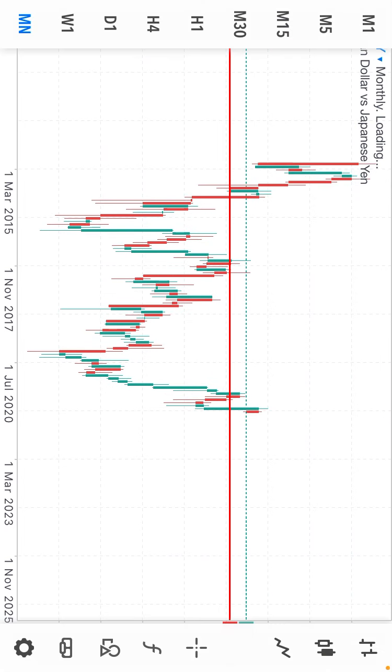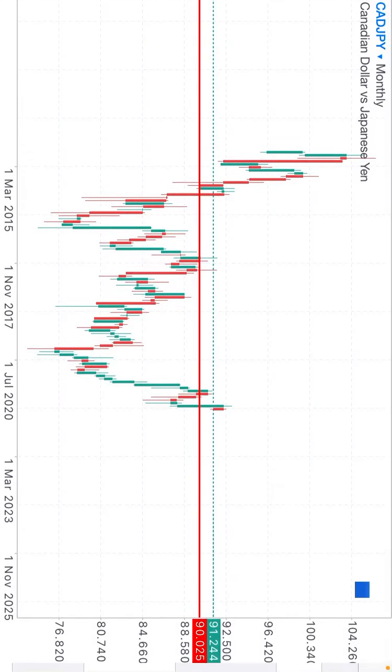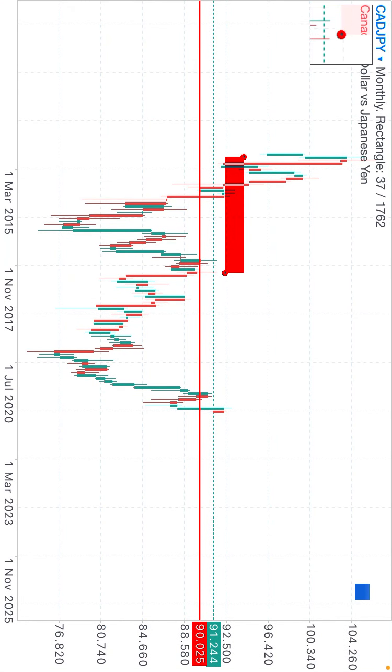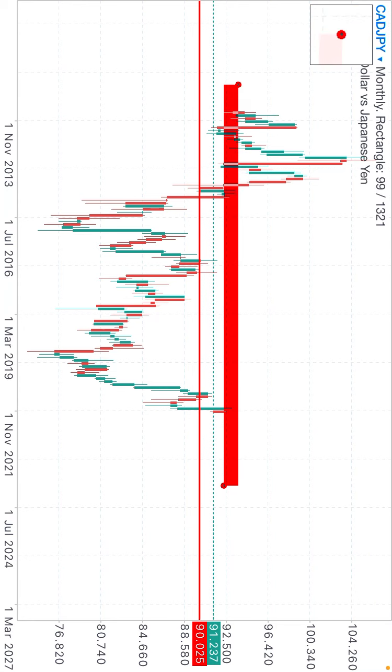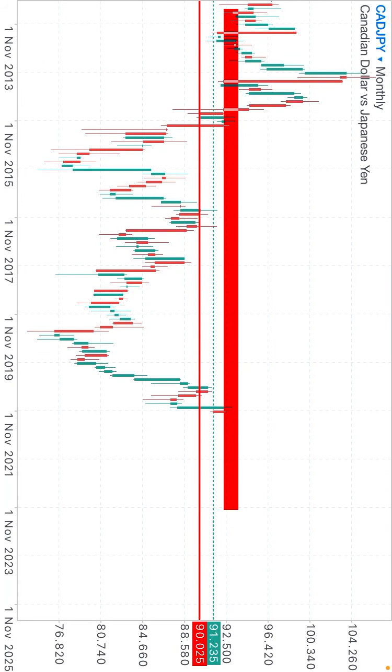This is CADJPY. As you can see, CADJPY is on a nice resistance zone. As you can see here, this was what I was waiting for. I just wanted the chart to load so I can show you what is happening here.